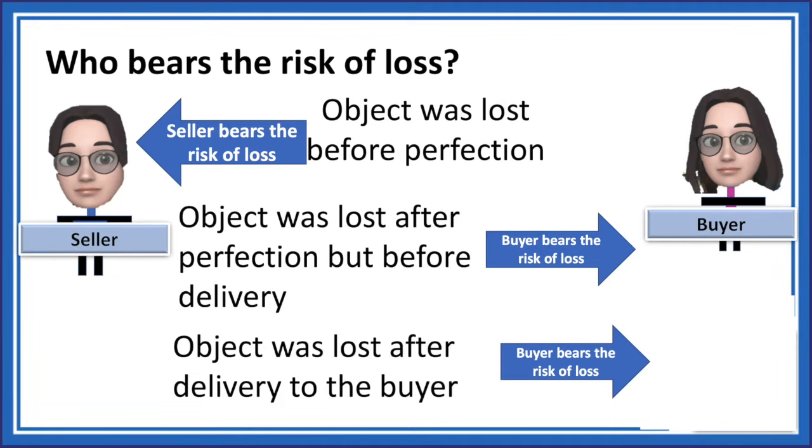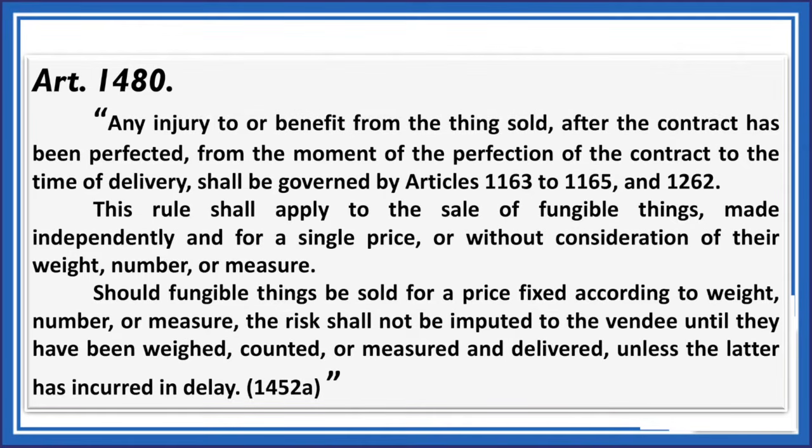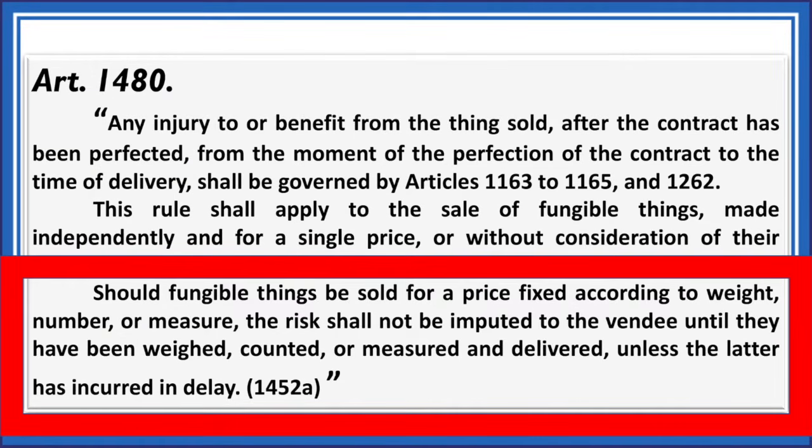Pero meron din naman tong exception, okay? So, ano-ano ba ang exception sa rule na si buyer ang magbe-bear ng loss between that intervening period, if ever nagkaroon ng loss ng object during that after perfection but before delivery na period? Okay? Ano yung exception? Siyempre, una na dito yung last paragraph ni Article 1480 itself, okay? Yun daw mga fungible things sold for a price fixed according to weight. So, yung mga 100 pesos per kilo, okay? Or according to number, like, example is yung 100 pesos per 10 pieces, ganon.